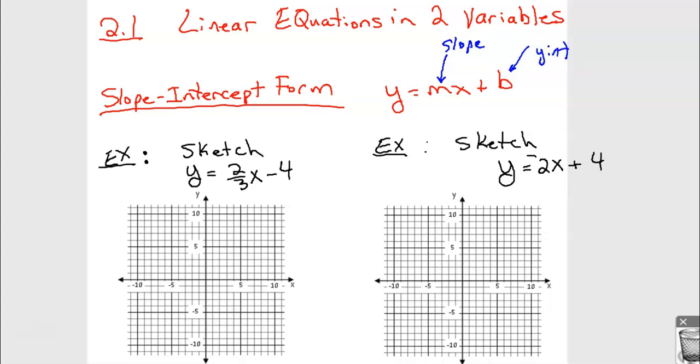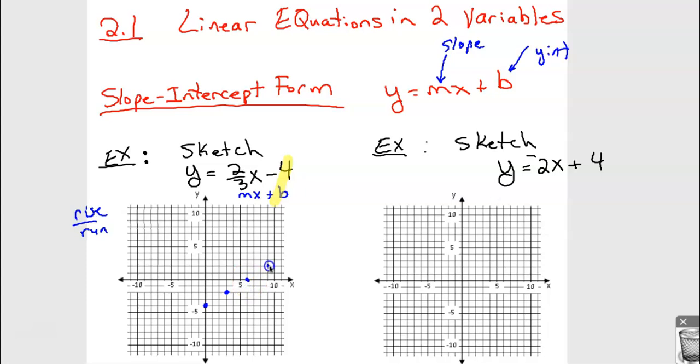So, two examples. Here it says y equals, again, notice it's in the form y equals mx plus b. So the b, the y-intercept, is -4. You can see the y-intercept is -4, so you're going to start on the y-axis at -4. And then from there, it's rise over run. Slope is defined as rise over run. So you're going to rise 2 and then run 3. And again, I always encourage students to run to the right. So up 2, run 3.